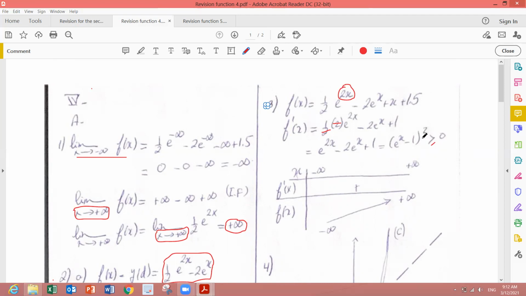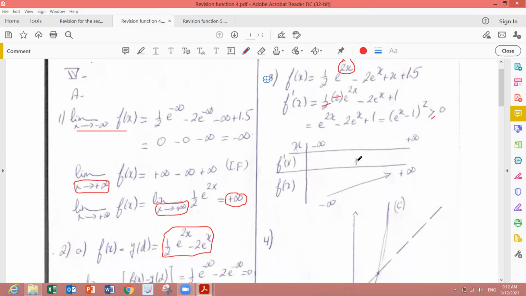Since it is a square, f prime of x is positive. The domain is from minus infinity to plus infinity, and f is increasing from minus infinity to plus infinity. Here we have an oblique asymptote, and f tends to plus infinity.